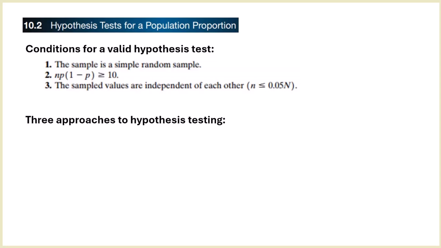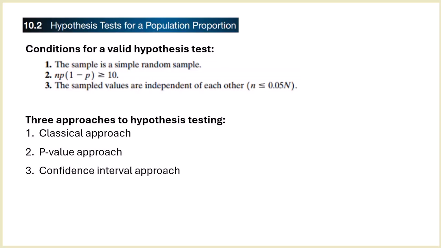We're going to look at 3 approaches. First one's called the classical approach. Then we've got the p-value approach. And we're going to talk about each of these. And then the third one is the confidence interval approach. And you might be going, well, what's hypothesis testing got to do with confidence intervals? I thought we were done with those. No, not yet.